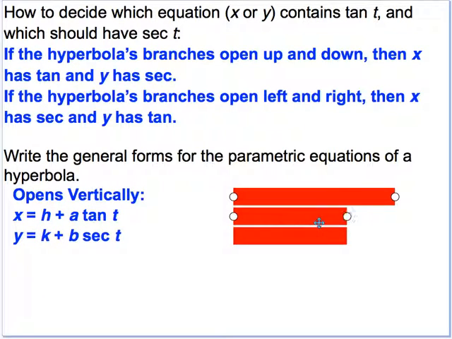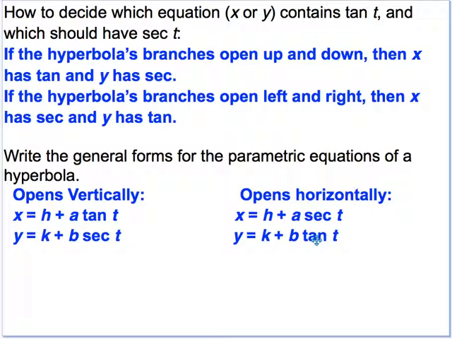Okay, write the general forms of the parametric equations of a hyperbola. So if your hyperbola opens vertically, in other words, up and down, your h and your k are going to be here, a and b. This is your horizontal radius, your vertical radius, and then tangent and secant. Same thing over here. The only difference is whether it's opening up and down or left and right. That will be your secant and tangent.